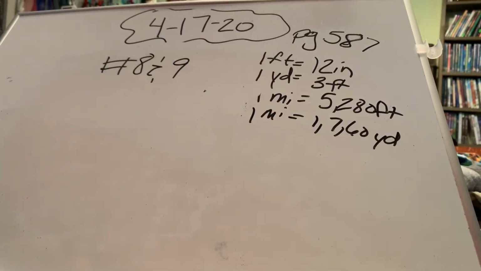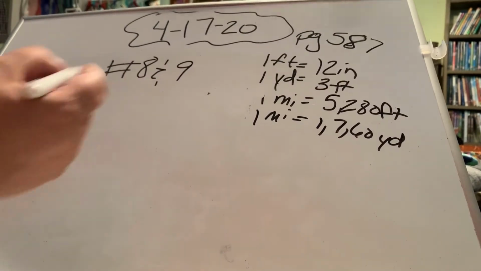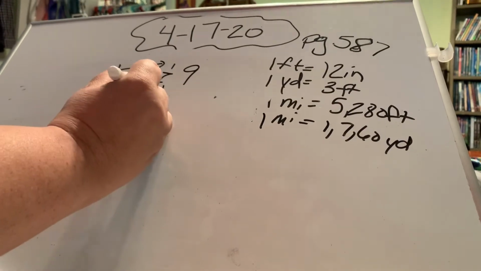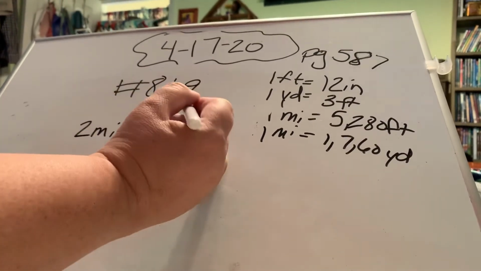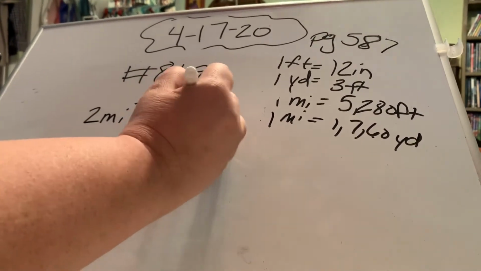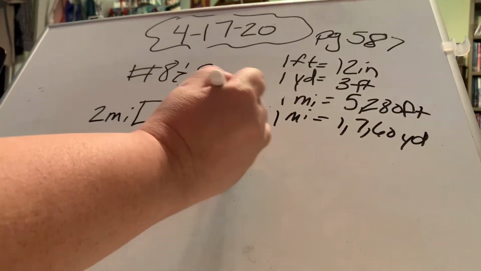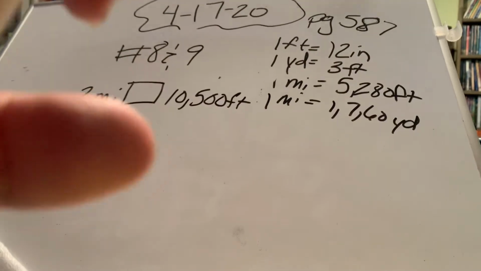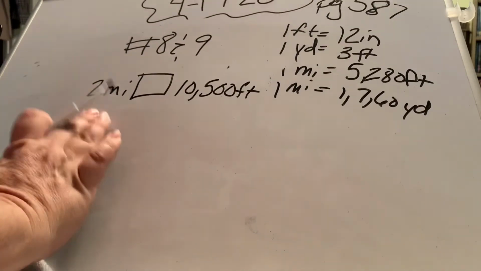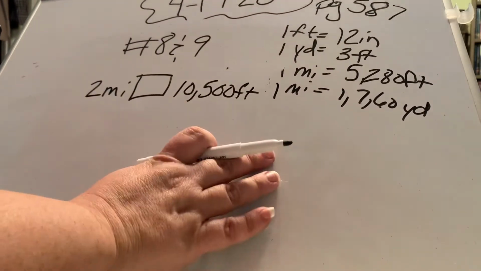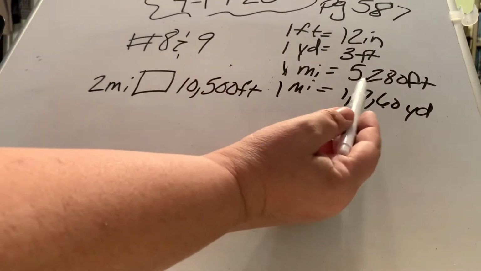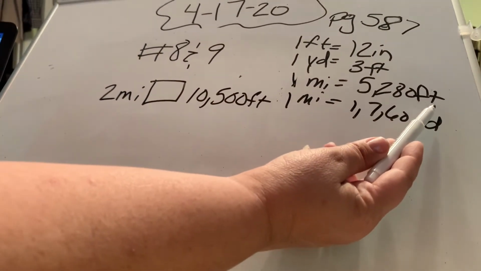Hopefully you paused, you answer these two, okay? So, 2 miles, and we are comparing that to 10,500 feet, okay? All right, personally, I'm going to change the miles. I'm choosing to change the miles into feet. So, for every 1 mile, there are 5,280 feet, right?